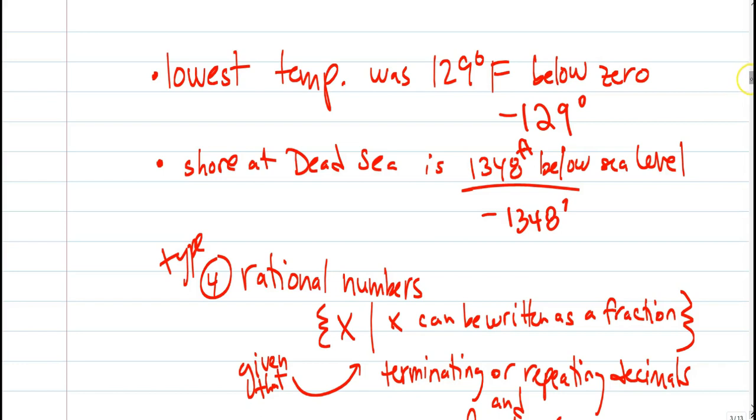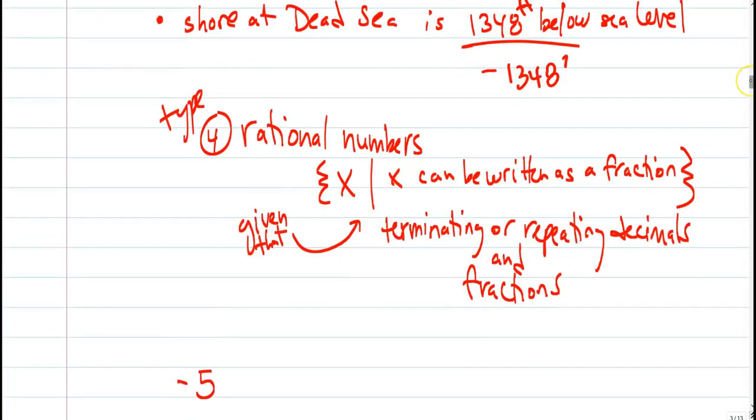Our next type are rational numbers. Rational numbers are basically any number, x, given that that number can be written as a fraction. Any number that can be written as a fraction is a rational number. That includes all the numbers we have had so far. For instance, 2 is a rational number.